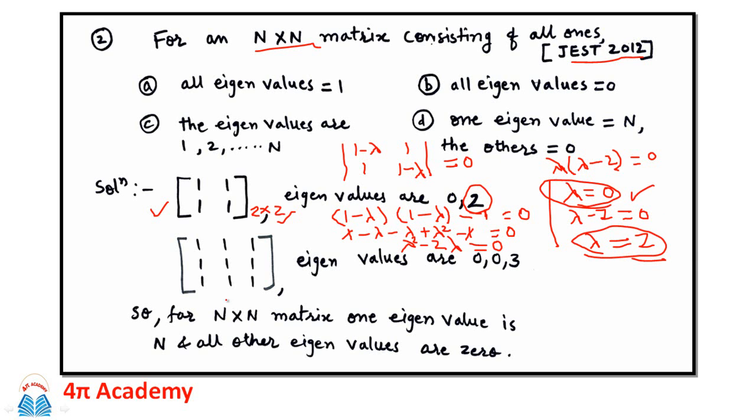If you try this for a 3 by 3 matrix like this, having all the elements as unity, then you will observe that one of the eigenvalues is equal to 3, while the remaining eigenvalues are 0. And if this is the case, then option D is correct. That is, one eigenvalue is equal to n and the others are 0. So this is the correct answer. And this problem is also asked in the CSIR NET exam.